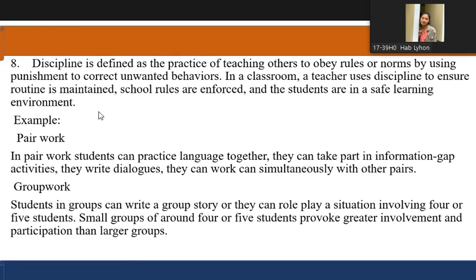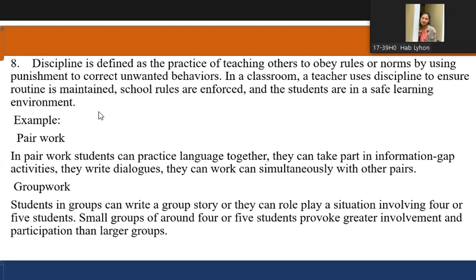So the discipline is defined as the practice of teaching another to obey rules or norms by using punishment to correct unwanted behavior. In the classroom, a teacher uses discipline to ensure routine is maintained, school rules are enforced, and the students are in a safe learning environment.